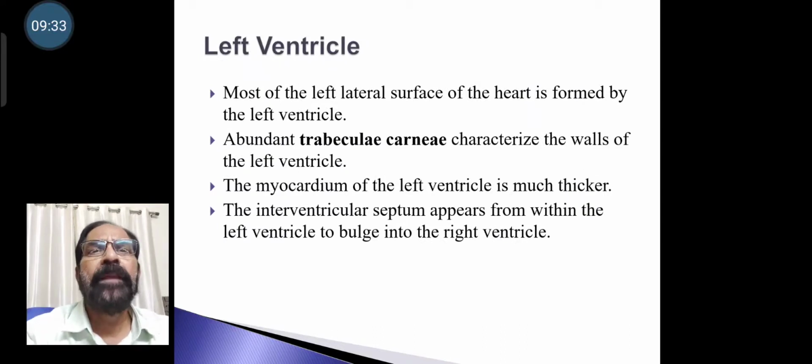Left ventricle. Most of the left lateral surface of the heart is formed by the left ventricle. Abundant trabeculae carneae characterize the wall of the left ventricle. The myocardium of the left ventricle is much thicker. The interventricular septum appears, from within the left ventricle, to bulge into the right ventricle.